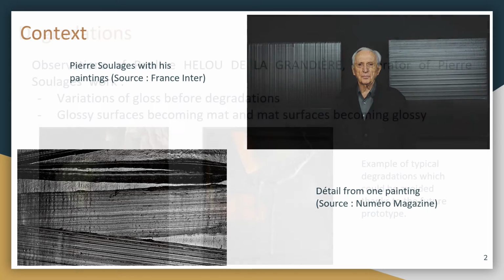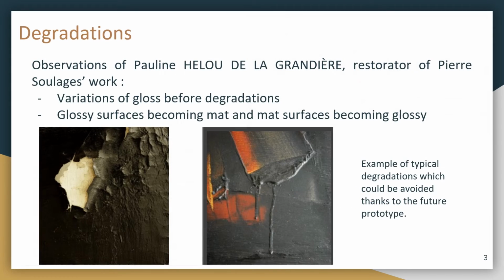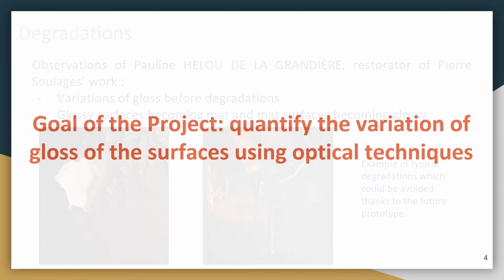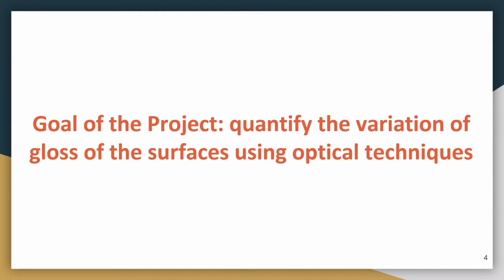So, we were working with Pauline Helou de la Grandière, the restorer of Pierre Soulages' work, and during her studies, she saw that there were variations of gloss on the paintings of Pierre Soulages, and these variations of gloss were at the places where there were going to be degradations. And so, with time, glossy surfaces were becoming matte, and matte surfaces were becoming glossy. So, the goal of the project is to quantify the variation of gloss of the surfaces with optical techniques.